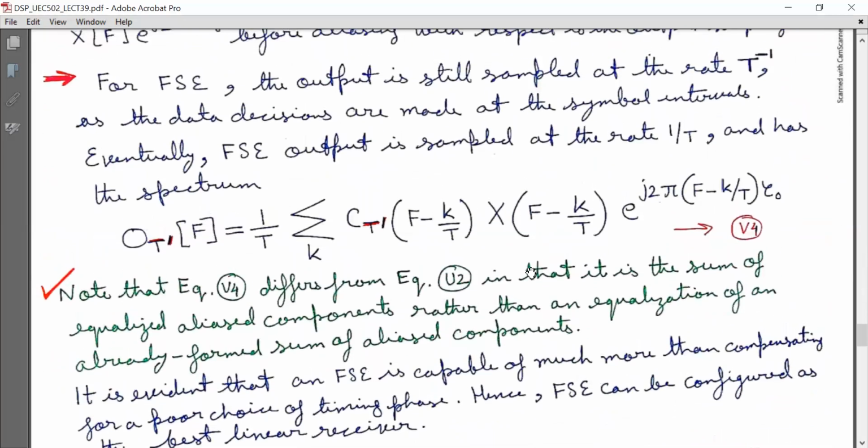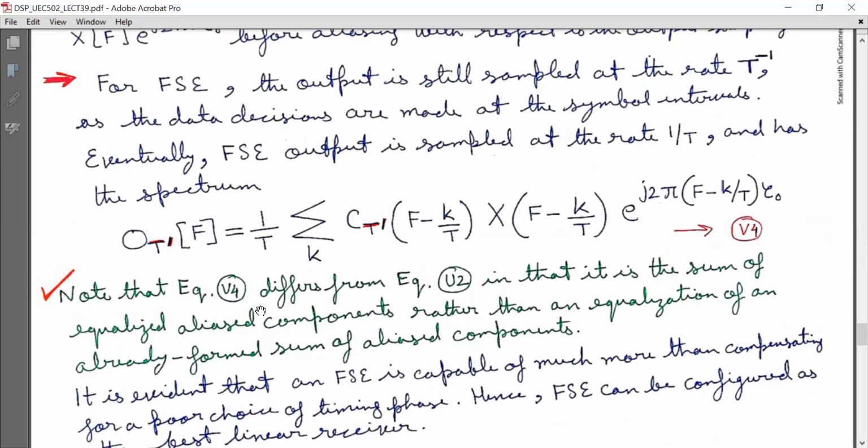Now here look at V4. Note that equation V4 differs from U2 in that it is the sum of equalized aliased components rather than an equalization of an already formed sum of aliased components. So here it is the sum of the equalized aliased components. V4 indicates that OT dash bracket F is the sum of equalized aliased components.